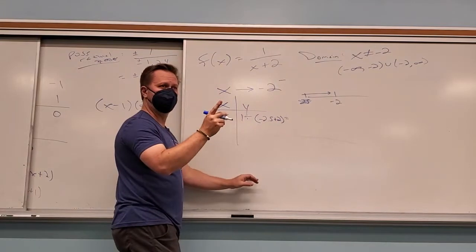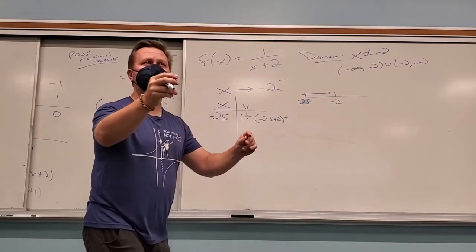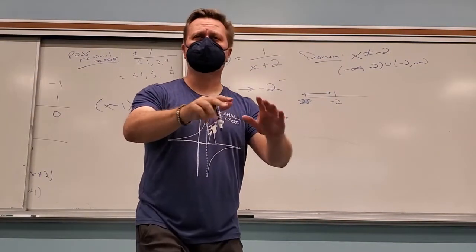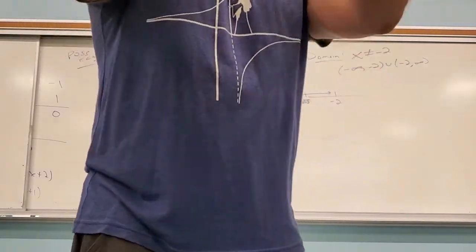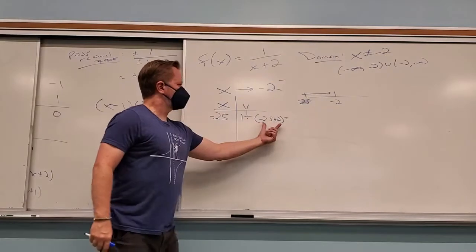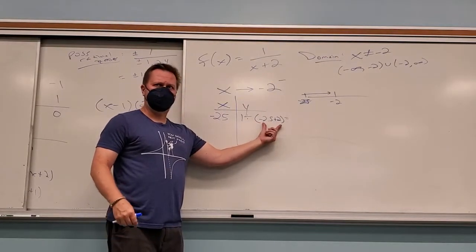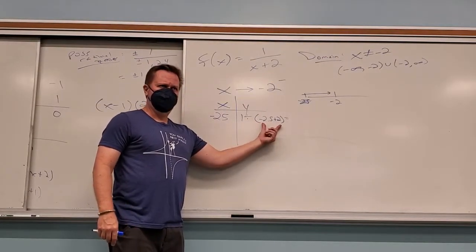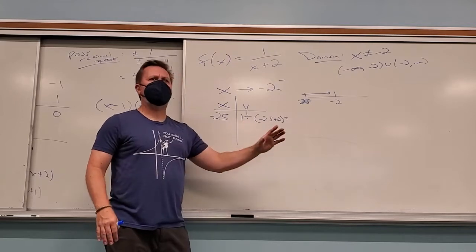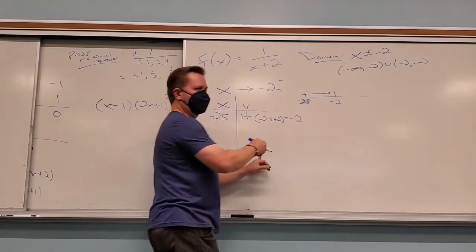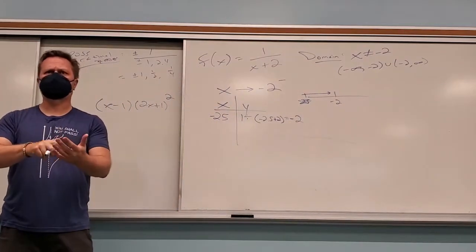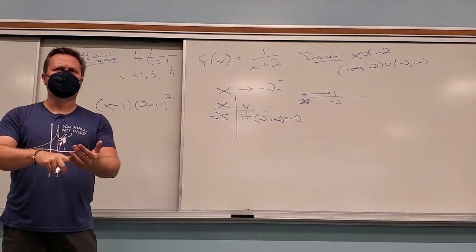Whoever said that, you got it right, but say it again. Negative 2, right? So, what's negative 2.5 plus 2? Isn't that negative 0.5? Right? And then 1 divided by a half is 2, but there's a negative. So that's negative 2. Again, everybody verify that's true. Do it in your calculator.